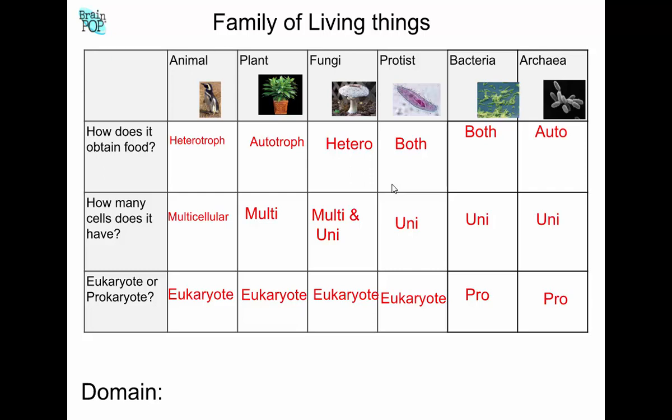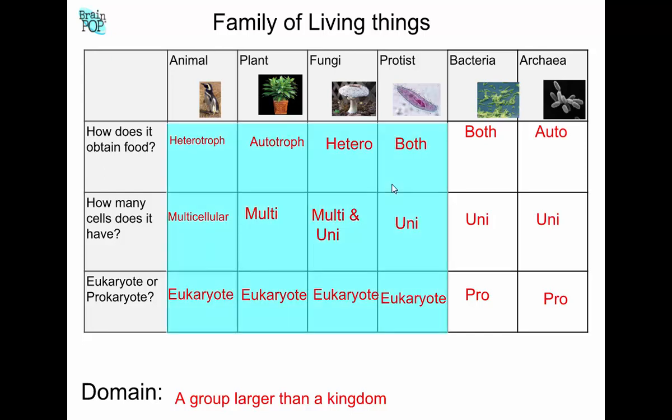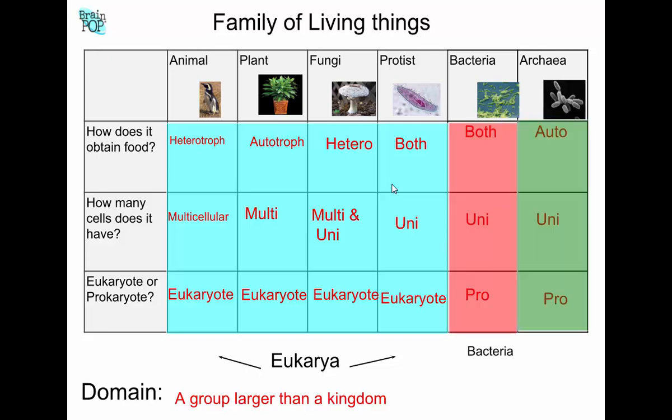Now, there is a level above kingdom for classification. What is it? Domain. Domain is a group above kingdom. Do you remember how many domains there were? There's 3. All these kingdoms are split into 3 domains. Animal, plant, fungi, and protists are all together in one domain called Eukarya. Why do you think it's called that? Because they're all eukaryotes. That's one thing that sets them apart from the other groups. And then there are 2 other domains that match up with the kingdoms: a bacteria domain and an archaea domain.